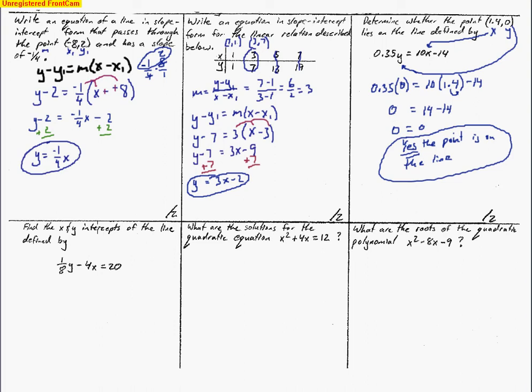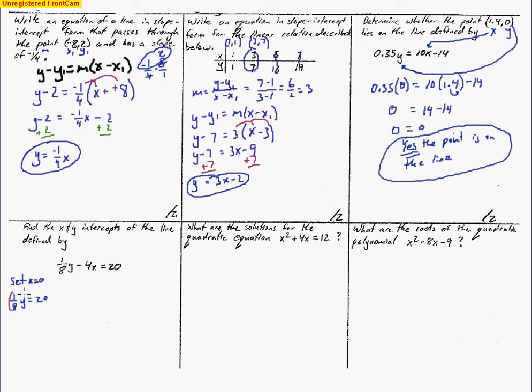The next question, number 4 here, is asking us to find the x and y intercepts of the line defined below. And so what we're going to end up doing is setting one of the variables equal to 0 to find the other one. So let's set x equal to 0 first. And so when I set x equal to 0, it cancels this term out, so I'm just left with 1/8 y equals 20. And so when I go ahead and solve, I'm just going to do an opposite operation here.